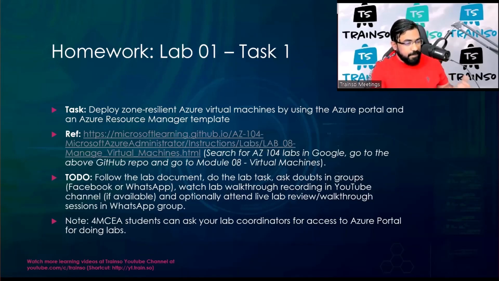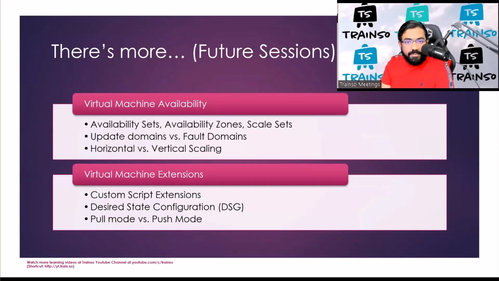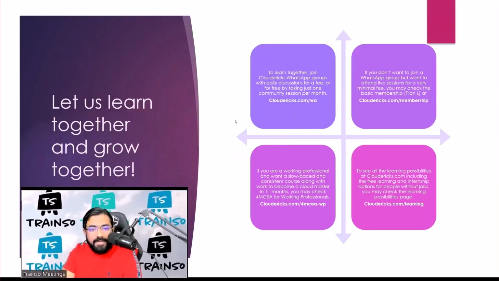Whenever you are going for any kind of interviews or maybe a KT session for your colleagues, it will be very easy for you. In this virtual machine intro series, we will have 2 more sessions. The first one will be virtual machine availability. We'll discuss availability sets, availability zones, scale sets, and also the differences between update domains and fault domains, horizontal and vertical scaling, etc. The next session will be virtual machine extensions. We'll discuss custom script extensions, Desired State Configuration or DSC, pull mode versus push mode, etc. Let us all learn and grow together.